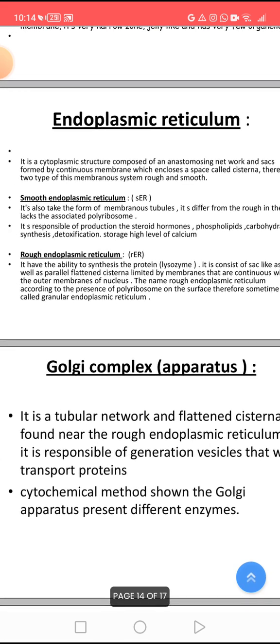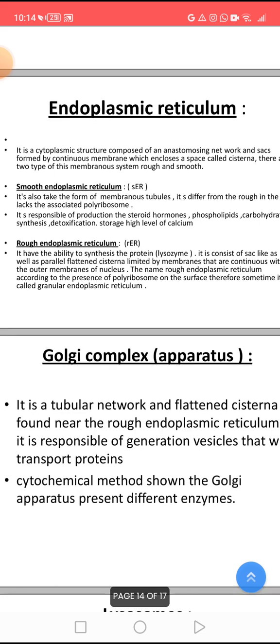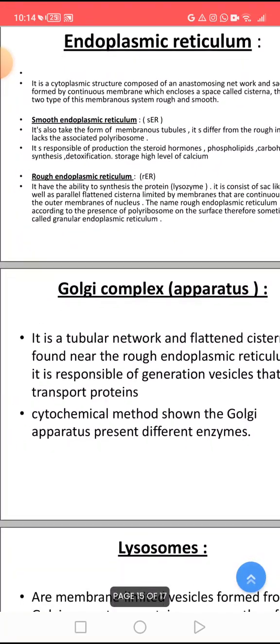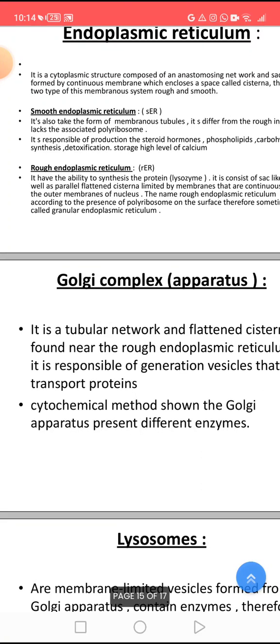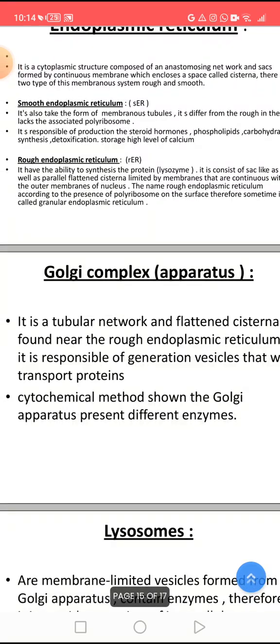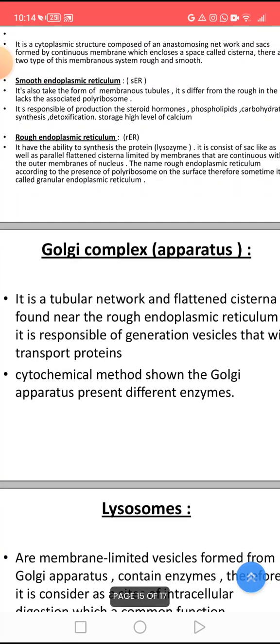Okay, there are two types of membranous system: rough and smooth. We have smooth endoplasmic reticulum and rough endoplasmic reticulum, SER and RER. Smooth is called smooth due to the lack of ribosomes. The rough ER is called rough due to the presence of ribosomes.